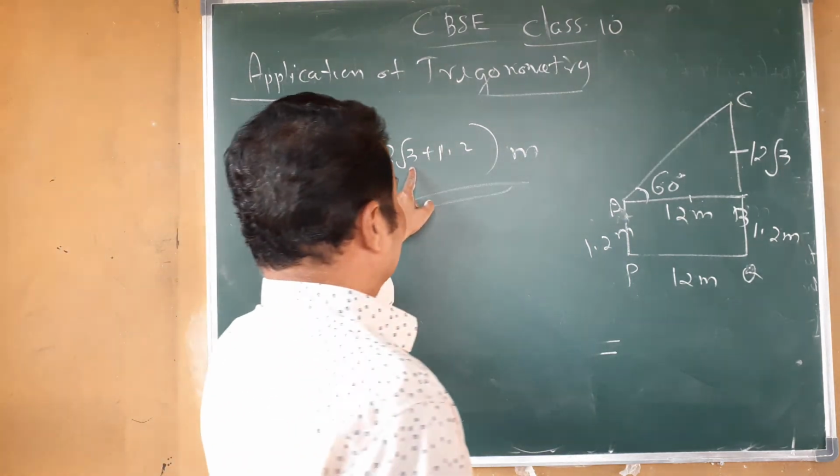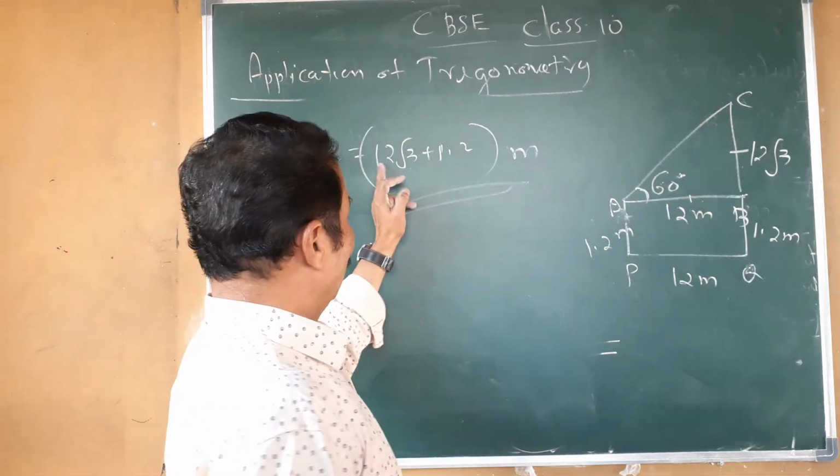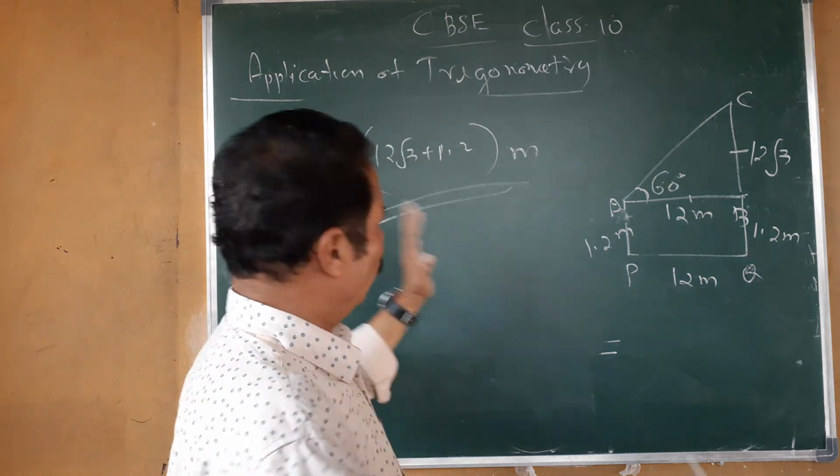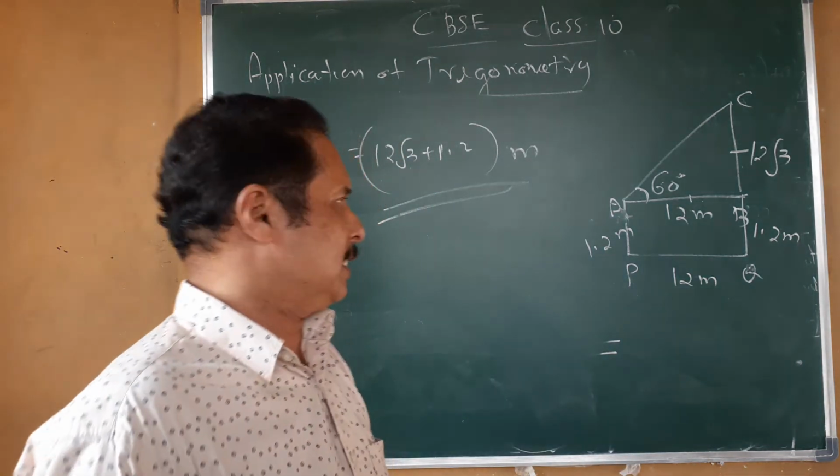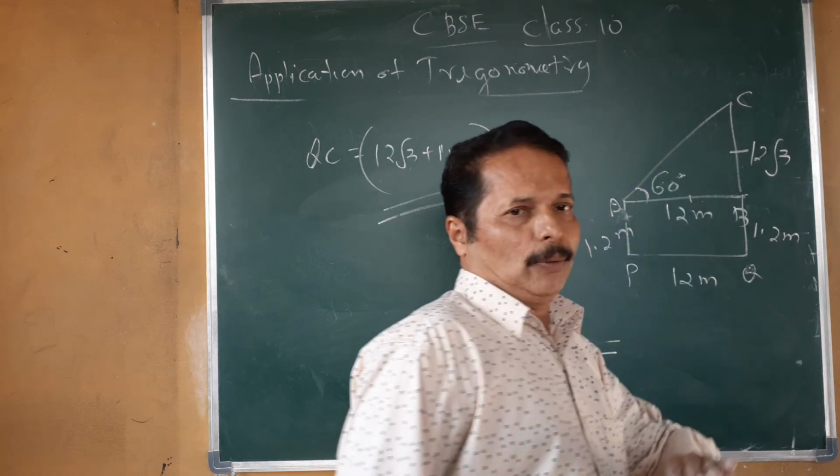If the value of root 3 is given, you multiply it by 12, then add 1.2. But in this problem, it is not given. This is the final answer: 12 root 3 plus 1.2. You get the idea?